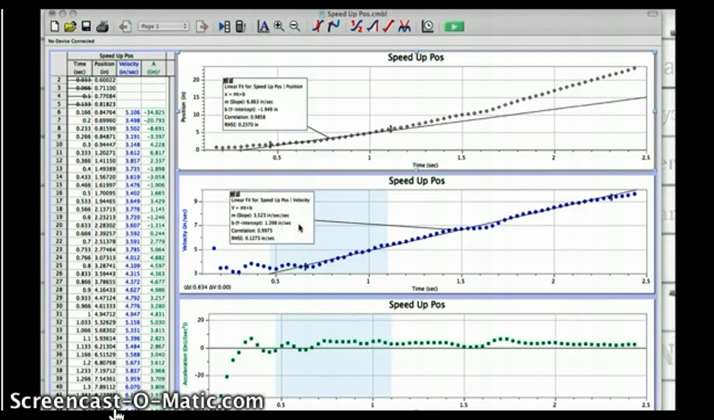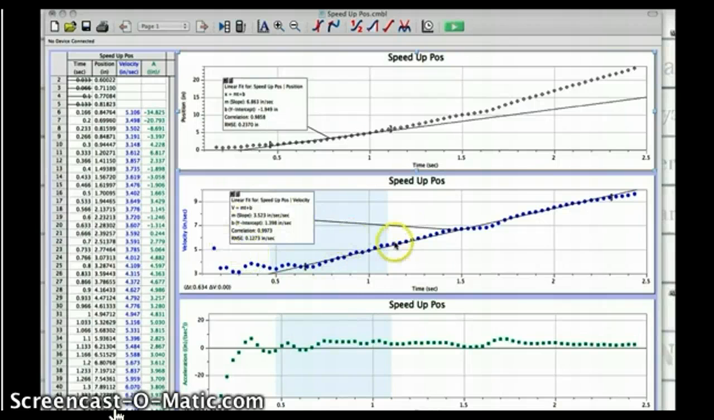So from this, we're able to get the equation for this velocity graph, which would be velocity is equal to 3.523, or roughly 4 inches per second, times time, plus the y-intercept, which is 1.398 inches per second. And that y-intercept is basically the initial velocity of our fan cart.